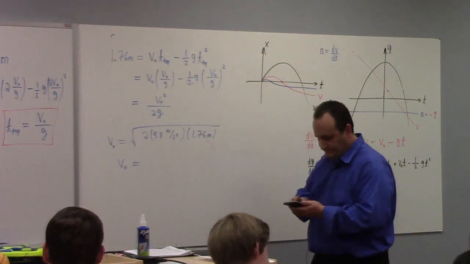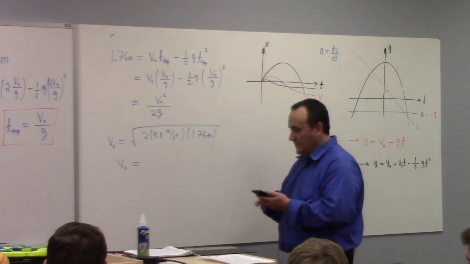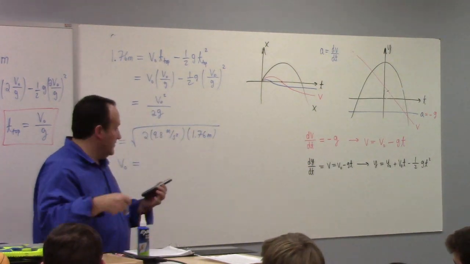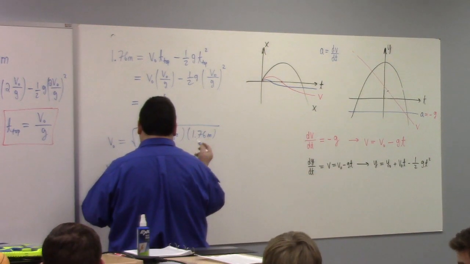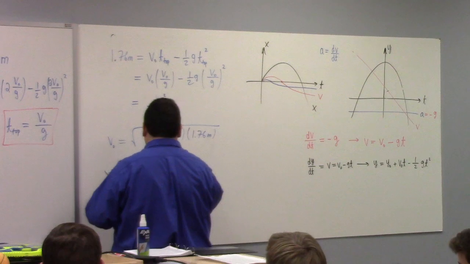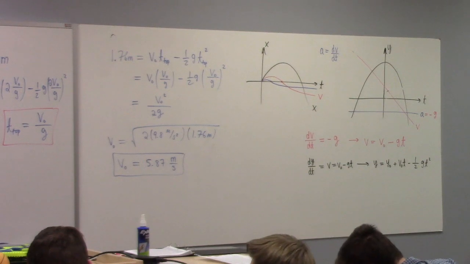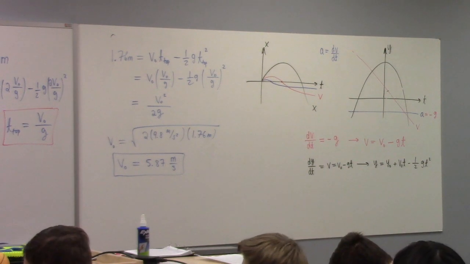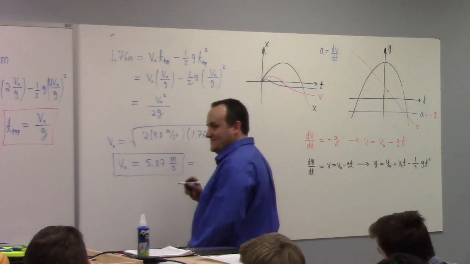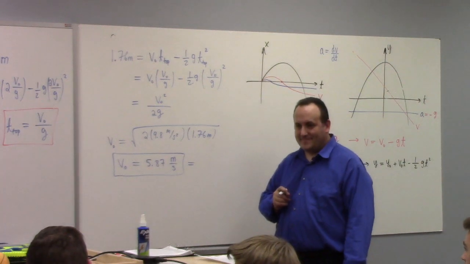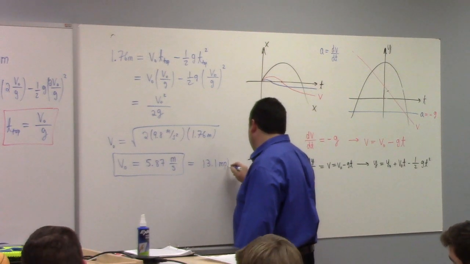Square root of 2 times 9.8 times 1.76. We like decimal numbers for answers in here. So I get 5.87, that's probably already too much, meters per second. How many miles per hour is that? What's that? 13.1? That sounds about right. I'll allow it.